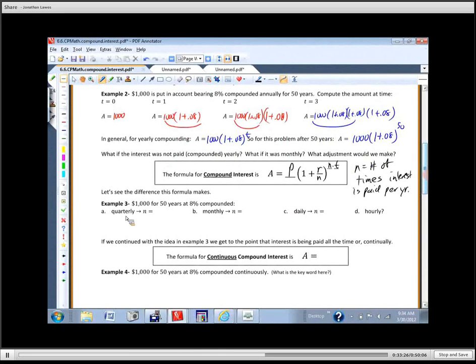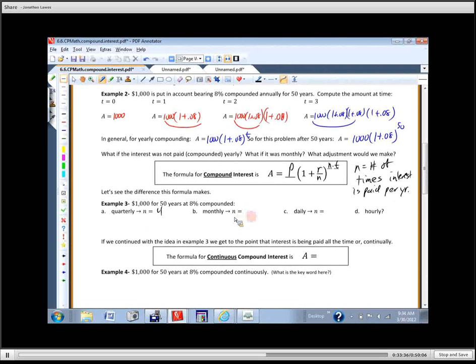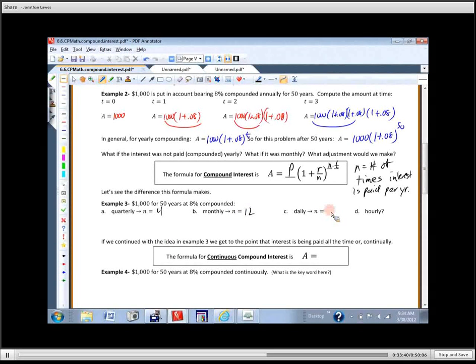So if it's compounded quarterly, N represents the number of times it's paid per year. So quarterly, how many times per year? 4. N would be 4. If it's monthly, what would N be? 12. If it's daily, 365. And if it's hourly, well, gosh, we could figure that out. It would be 365 times 24, whatever that happens to be.